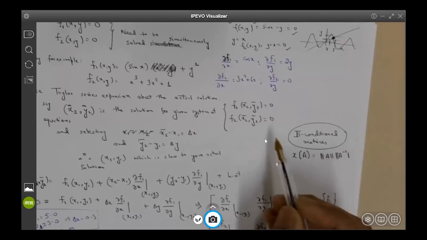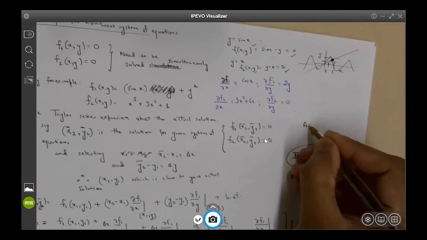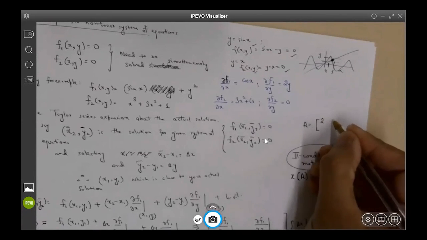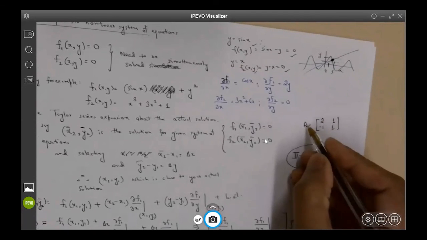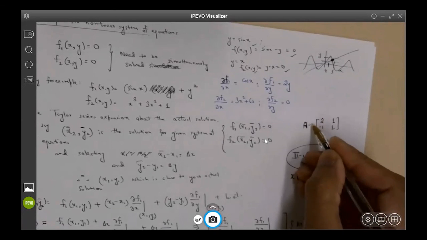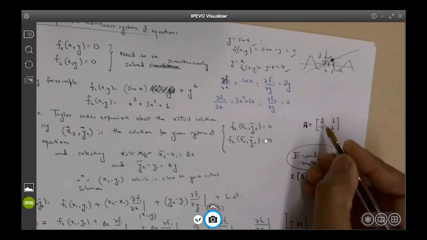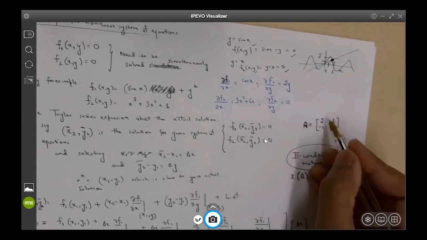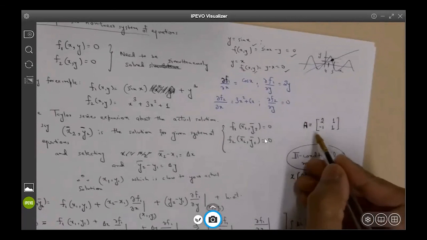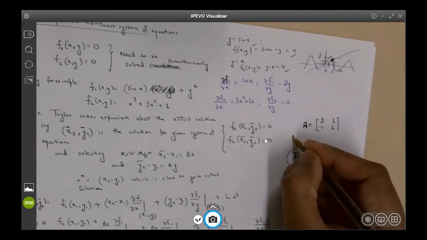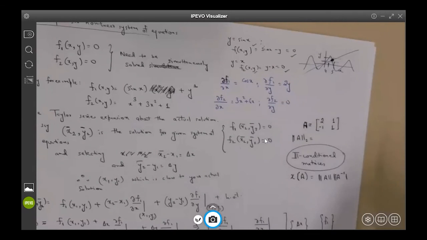So if I have a matrix A as, let's say, 2, 1, negative 1, 1, what is the norm of A? Basically you can start with the L2 norm. There can be many other norms as well. But for the L2 norm, you take the square of each element, sum them up, and take the square root. So can somebody tell me what the L2 norm of this A matrix would be?